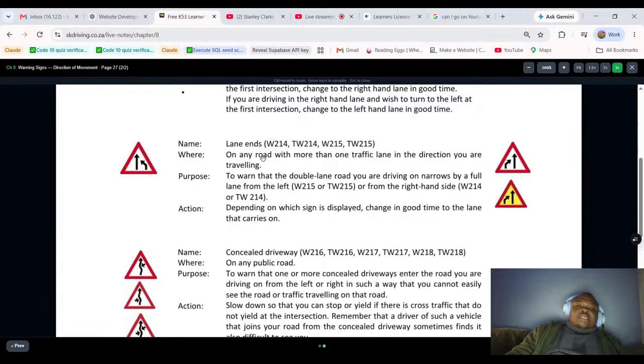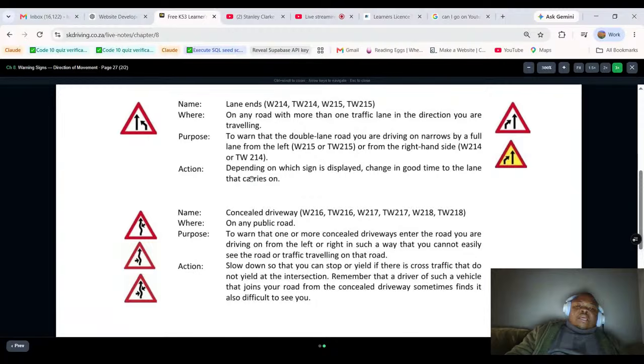And then this is lane ends ahead, and it is to warn you that the double lane you are traveling on narrows by a full lane, meaning that the lane you are traveling in is going to turn into one lane. And then we have a concealed driveway, and the purpose is to warn you that one more concealed driveway enters the road you are traveling on, either from the left or to the right. As you can see from here, these are concealed driveways.